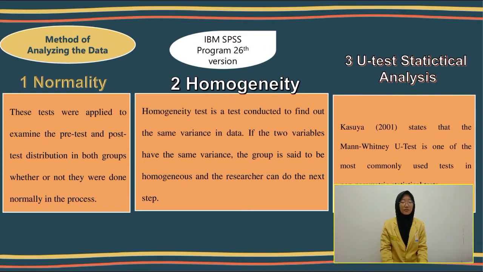The last is the methods of analyzing the data. I use the IBM SPSS program, version 26. The first is to know the normality, because the tests were applied to examine the pre-test and post-test distribution of both groups, whether or not they were normally distributed. The second is homogeneity, a test conducted to find the same variance in the data. And the third is the U-test statistical analysis. Kasuya 2001 states that the Mann-Whitney U-test is one of the most commonly used tests in non-parametric statistical tests.